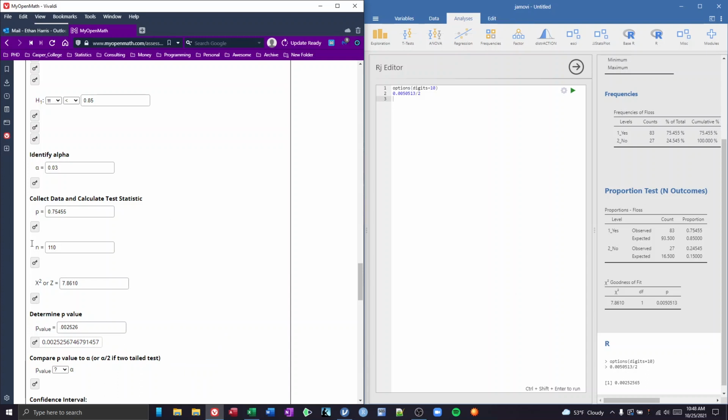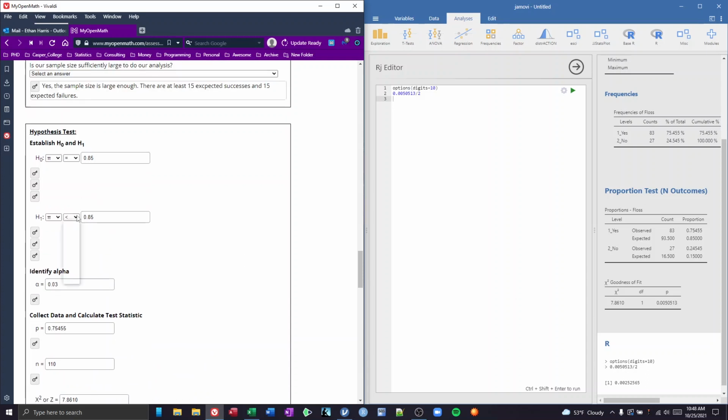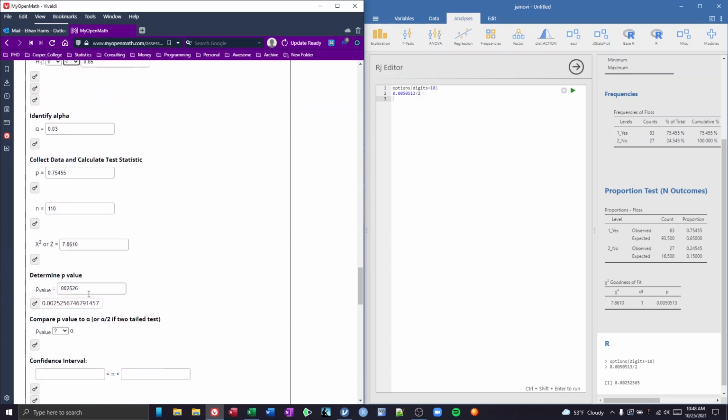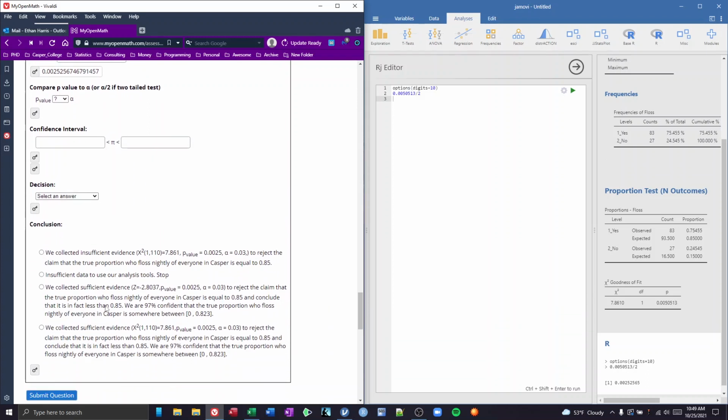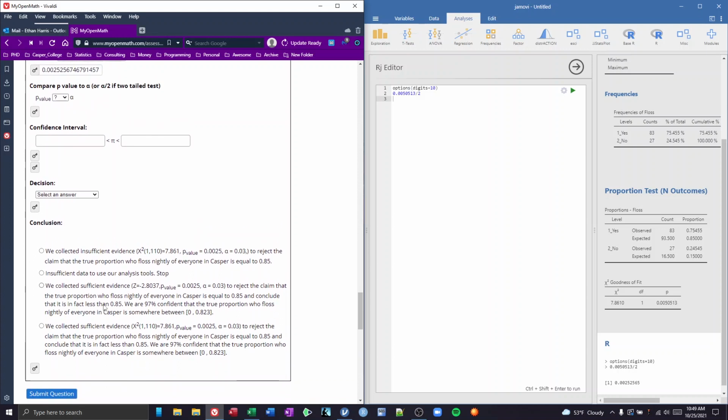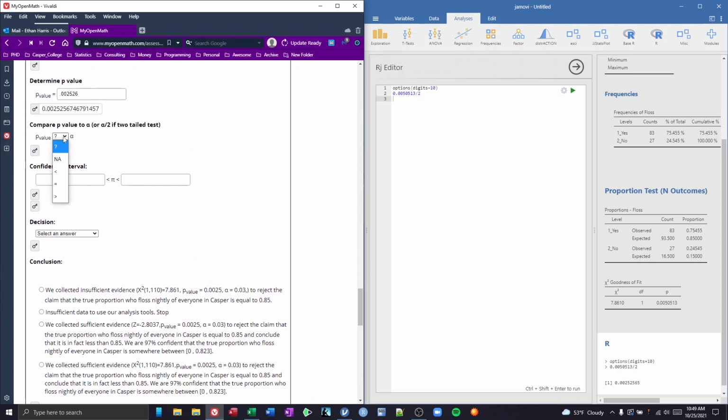Okay. Now, if we were doing a two-tailed test, let's say that this was a not equals, then we would just leave that p-value alone. It's correct. But if it's one-tailed, like it is right here, then we need to divide the p-value that Jamovi gives us by 2. Okay, so here we go. The p-value is less than alpha.